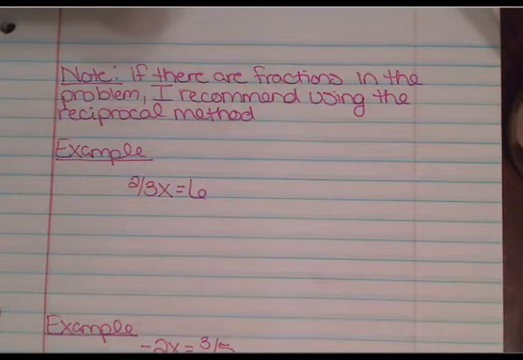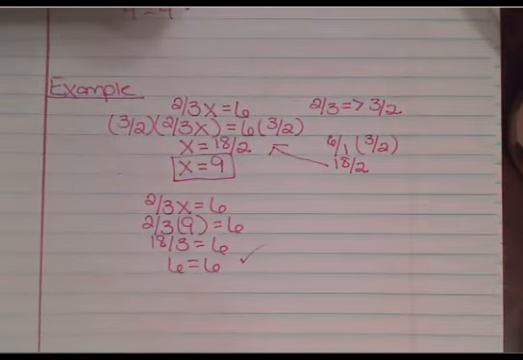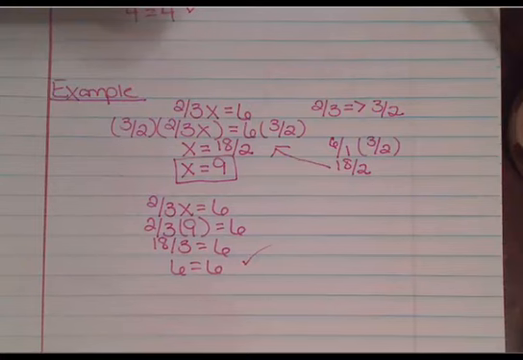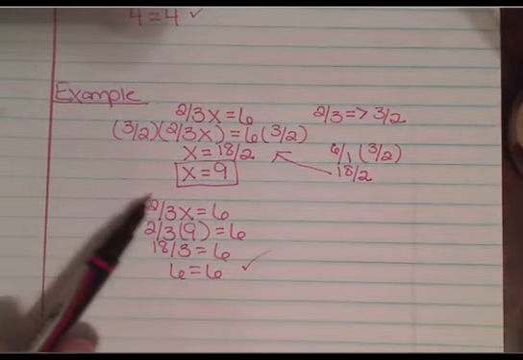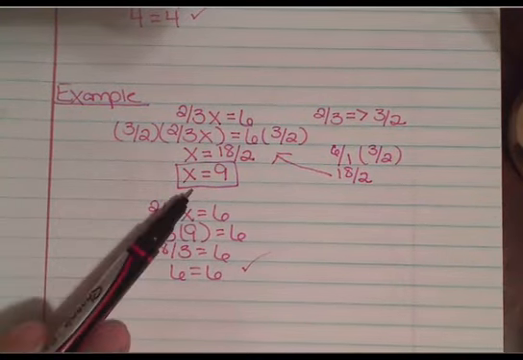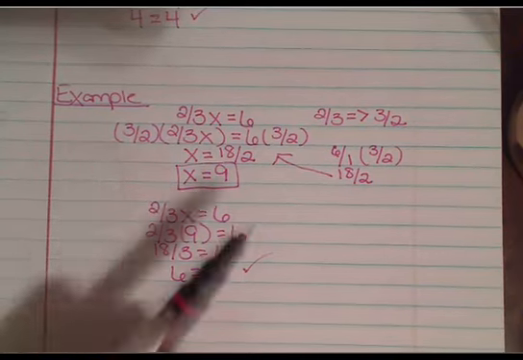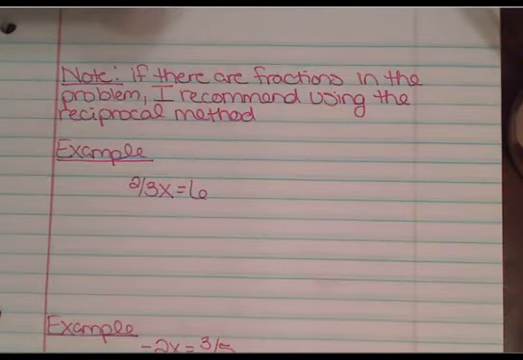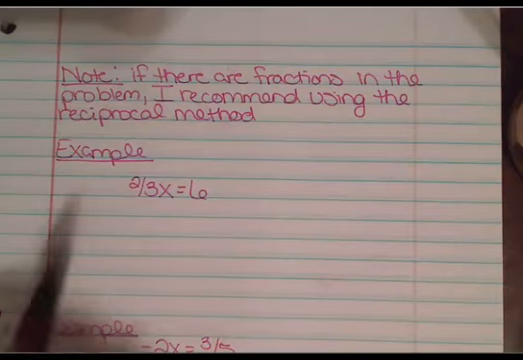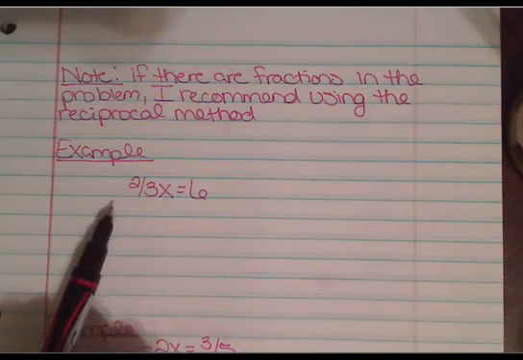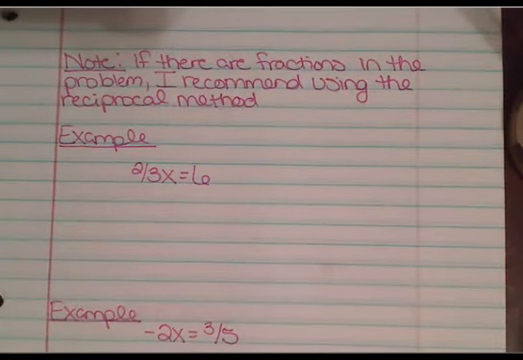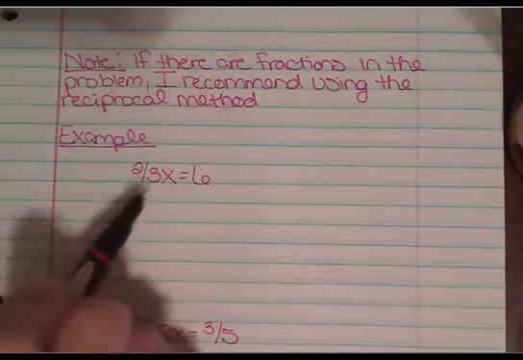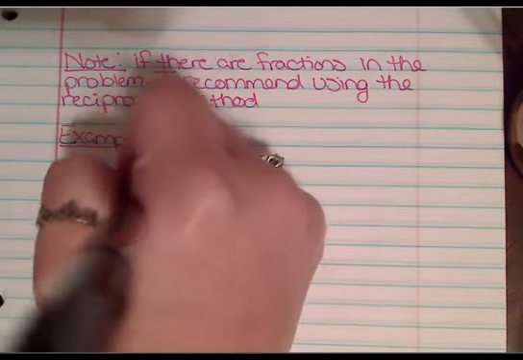Here, it's the same example that we did earlier, and we got x equals 9. So that's the reciprocal method that we used. We found the reciprocal, we multiplied, and we got x equals 9. Okay, that one was pretty simple. So I will show you why I recommend using that method over the opposite method. Here, if we're doing the opposites method, we would be dividing by 2 over 3 because that's what we're multiplying by. So we divide both sides by 2 over 3.